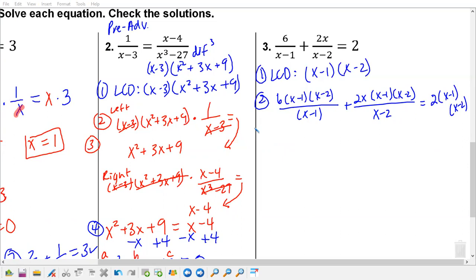So now step 3 is to divide. And dividing just means I get to cross stuff out, right? So you go away, you go away, you go away, you go away. And I'm left with 6 times x minus 2 plus 2x times x minus 1 equals 2 times x minus 1 times x minus 2.